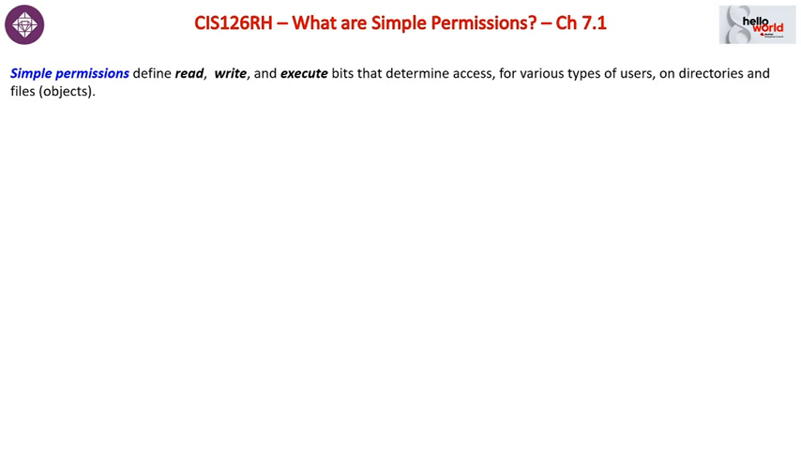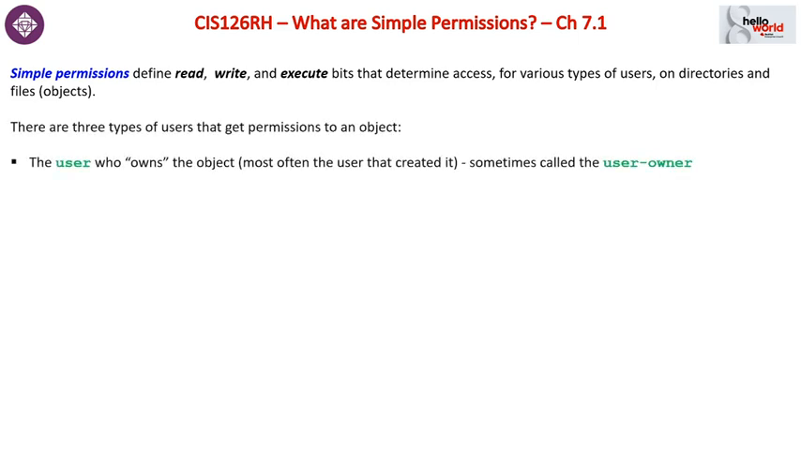Each one of these permissions is going to be applied individually, once again, to three types of users. The user, which is typically the person who created the object, and it says sometimes called the user owner. In this classroom, I use that term a lot because we're trying to differentiate something here.